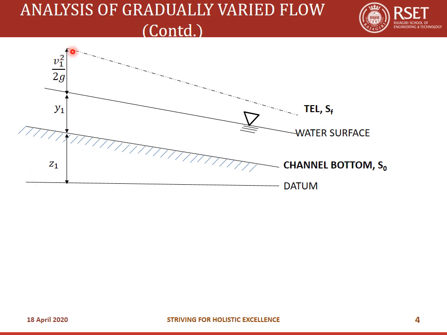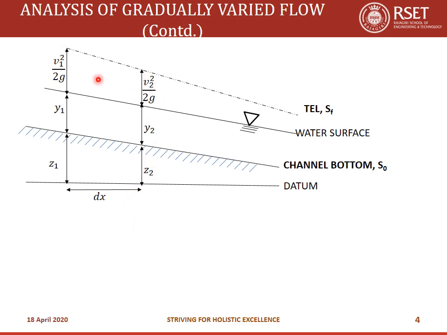An analysis like this we have done in the lecture in module 4 when we were discussing specific energy also. So I don't think this would be something new to you. Now what I'm going to do is, at a horizontal distance dx, I'm going to take another section. I am going to denote the distances at this section. The distance between the datum and the channel bottom is Z2, the depth of flow is y2, and the distance between the water surface and the total energy line is V2 squared by 2g. So I have the total energy of section 1 and total energy of section 2.